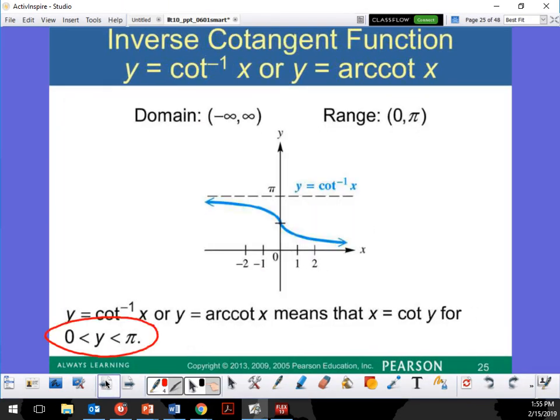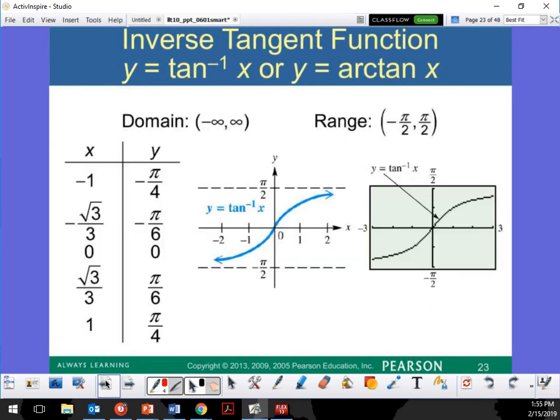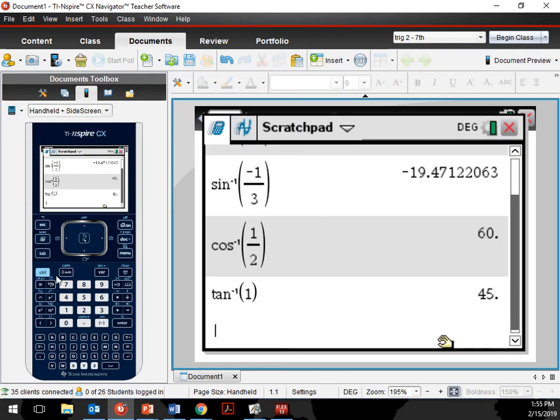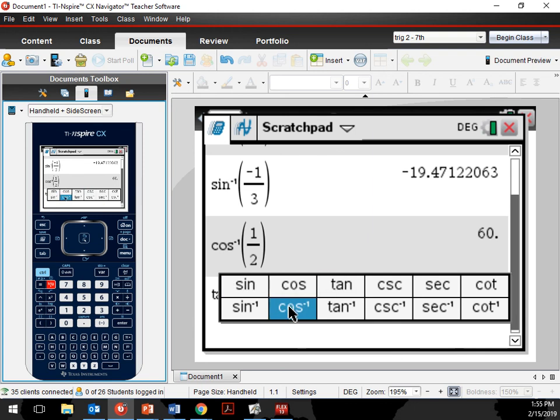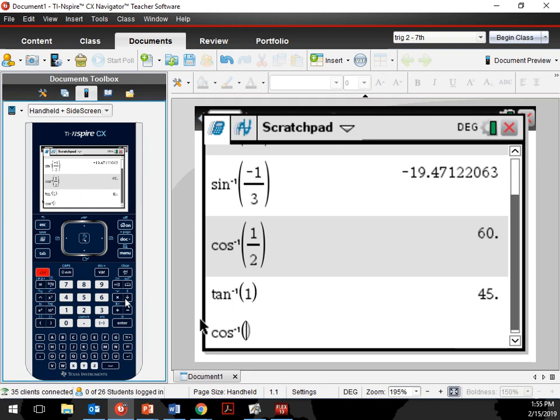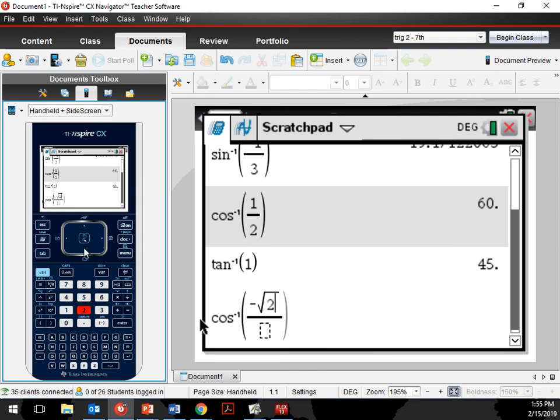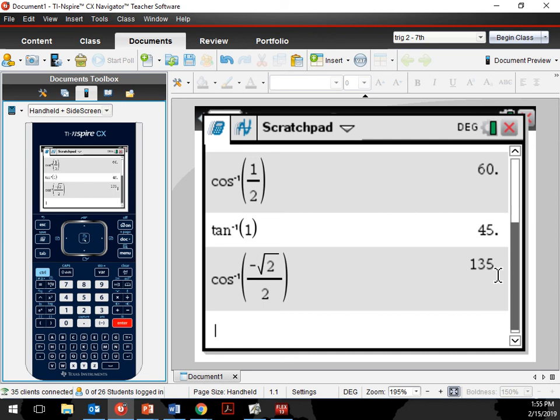Where are we at here? We're on example 4. No, I'm going backwards to do all the ones that we've done already. Okay. Look. I said you guys could do this. Negative rad 2 over 2. Arc cosine. Degrees? It only works in degrees. Gives me 135, right?